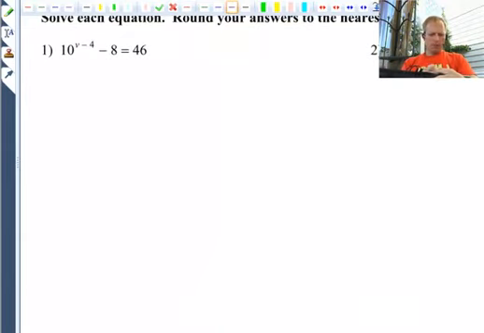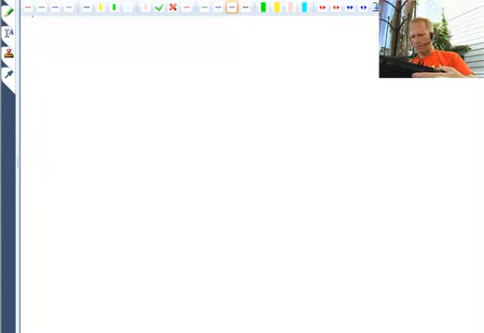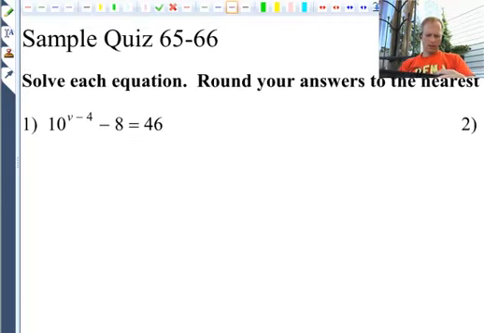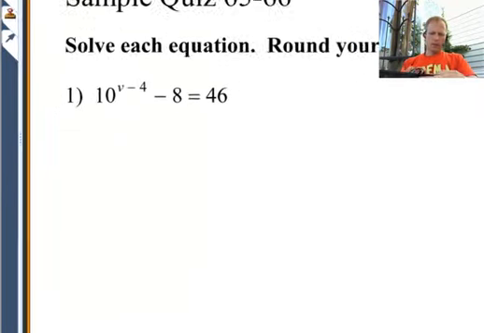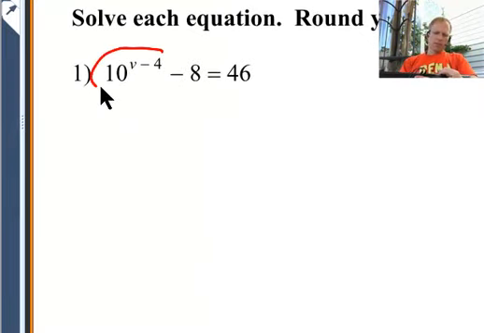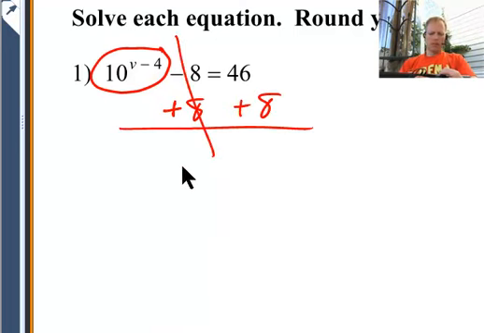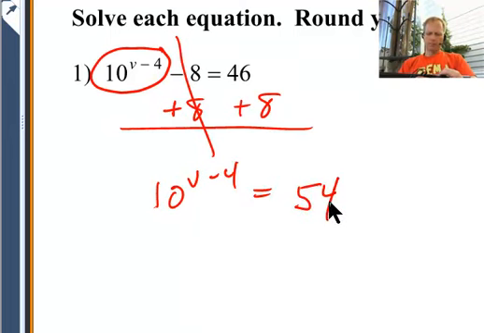Okay, in the first problem here I have an exponential equation and I need to solve it. So to do that, the first step is always going to be to isolate the term with the base and the exponent on one side of the equation. So for the equation I'm working with, that means I need to move the 8 to the right side by adding it to both sides.